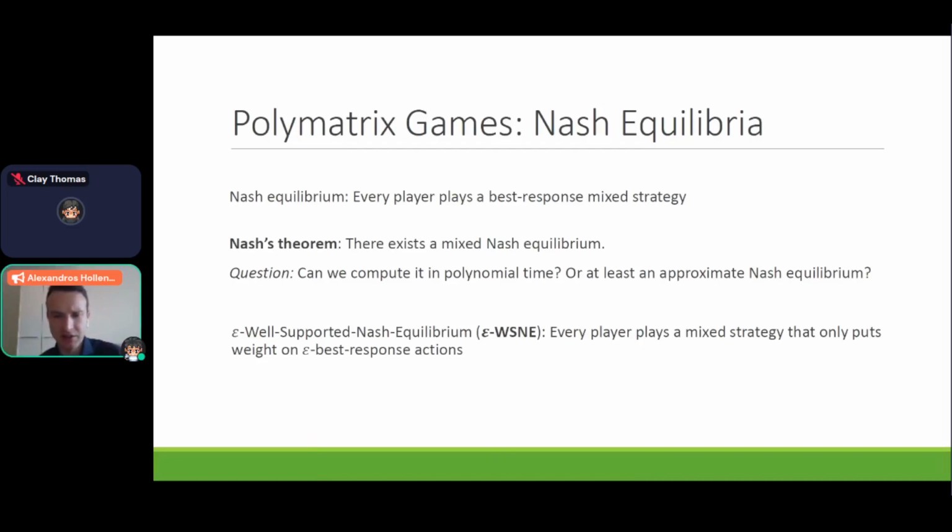For this tutorial, we just focused on this epsilon well-supported Nash equilibrium notion, which at a high level just says every player plays a mixed strategy that only puts positive probability weight on pure strategies that are epsilon best response actions. Okay, so they don't put positive probability on any action that is more than epsilon suboptimal.